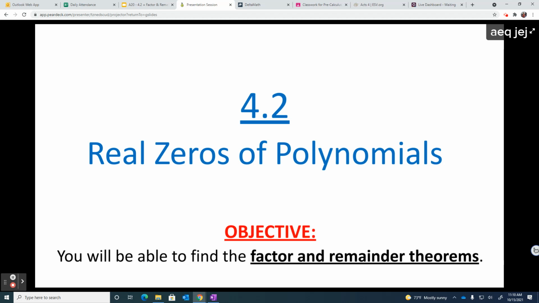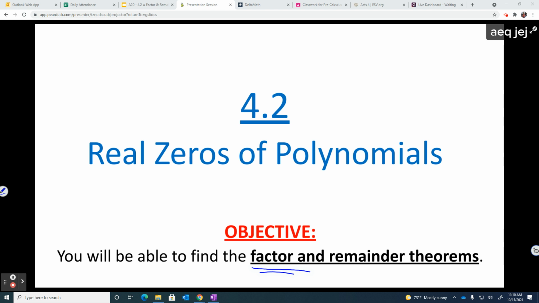So we're still talking about polynomials, and today we're going to talk about a theorem. It's actually two theorems that we're going to combine into one. I know you guys probably don't ever look at your books, but section 4.2 has tons of theorems in it, which are always fun, math theorems.